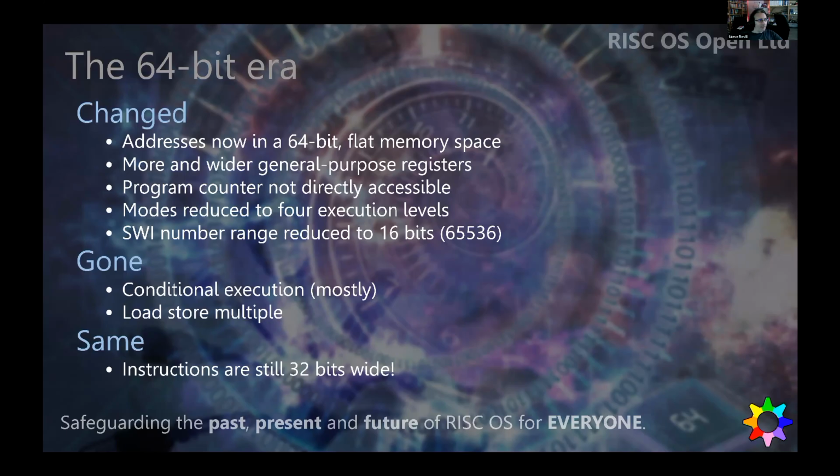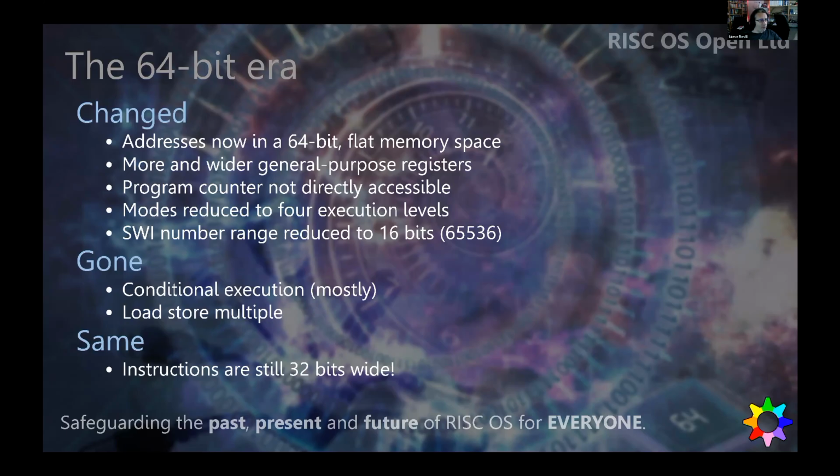And the 64-bit era changes a lot in the ARM architecture. It's a much more hard-hitting change than the 26 to 32-bit transition. So the impact of this change is far more substantial. So you've now got a flat 64-bit memory space, and I'll give you a visual representation of what that actually means. But you have lots more registers to play with, and strangely enough, you can't actually directly access the program counter, which to anyone who's used to writing ARM code is a very weird concept.